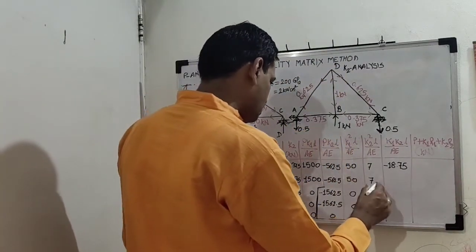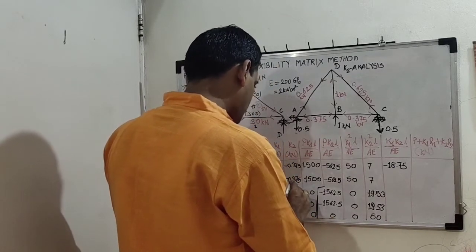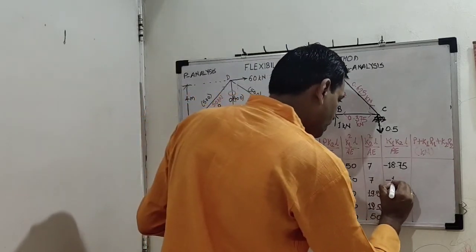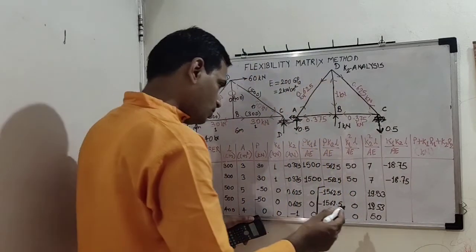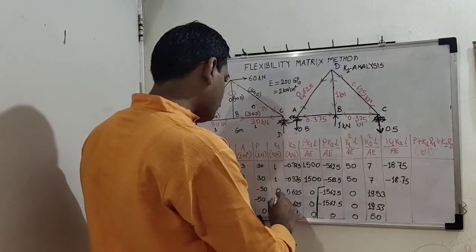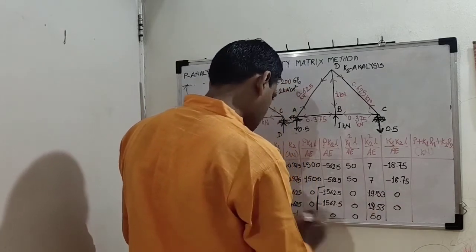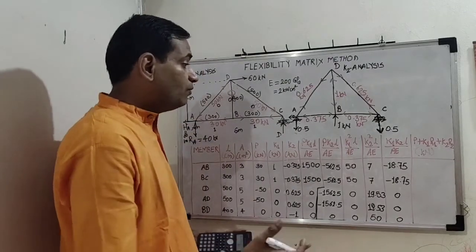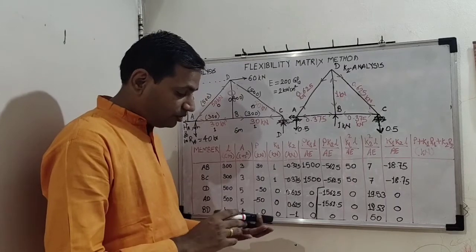Here, minus 18.75. Next is it same? K1 K2 into L upon AE, so minus 18.75. Go to next. K1 K2 is 0. Okay. Now we have to substitute all these values in our matrix equation.